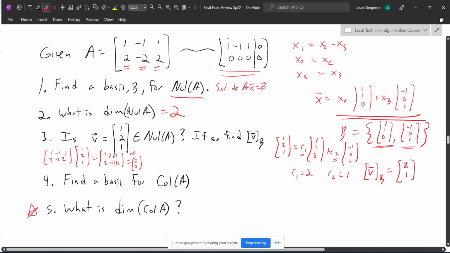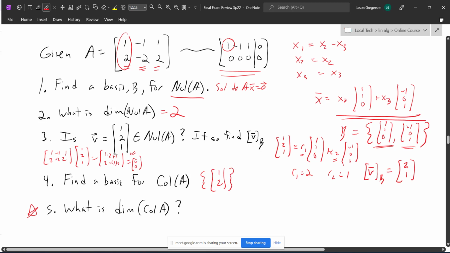And since I identify that there's a pivot in the first column of the row reduced form, that tells me to grab the first column of the original matrix A. That tells me that the basis for the column space would just be the vector 1, 2. And once I write that out, I can see that kind of makes sense.